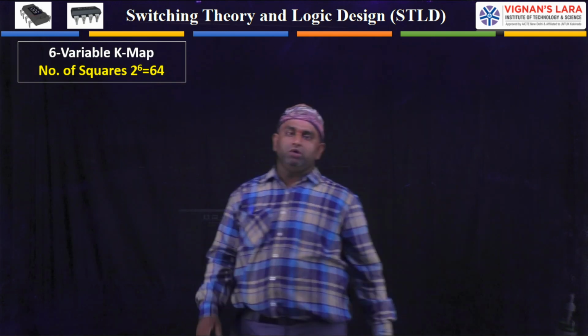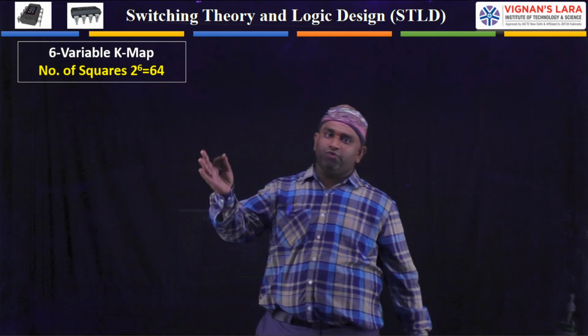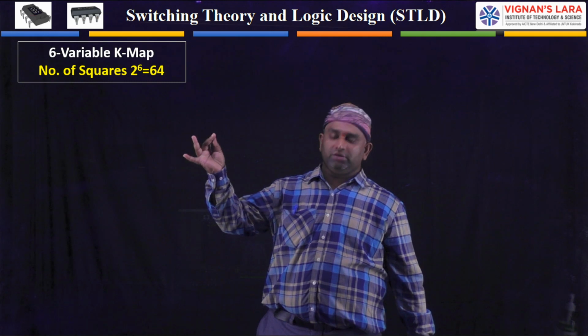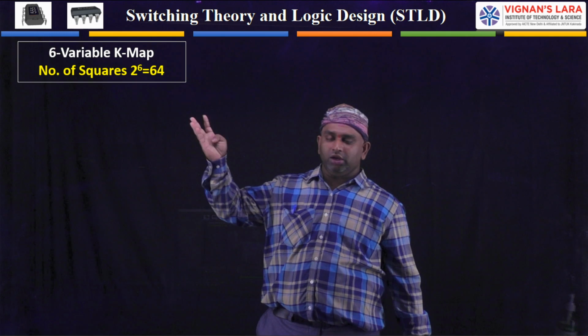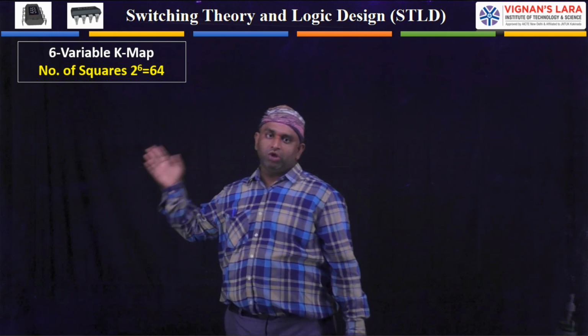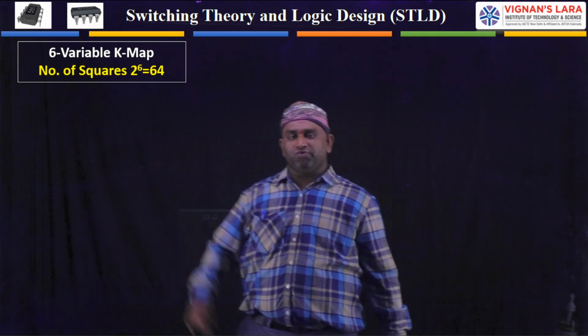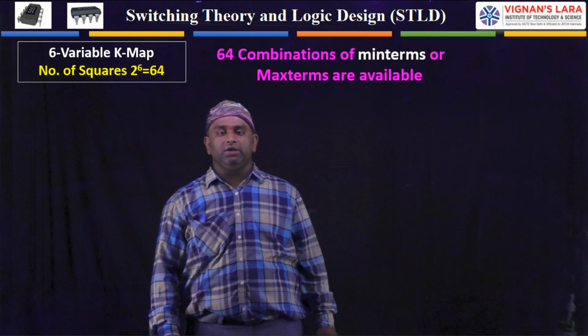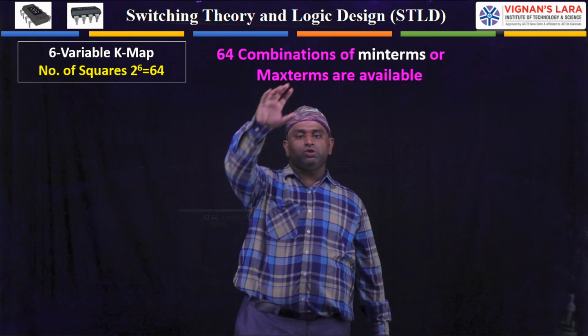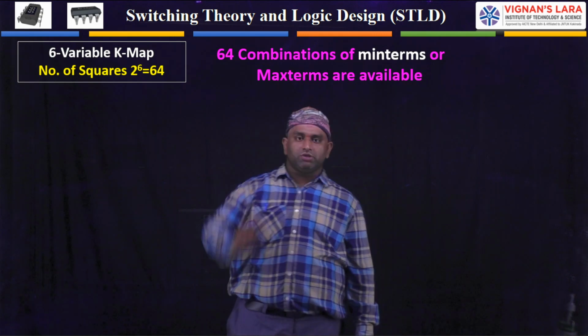is equal to 64. So 2 2s are 4, 4 2s are 8, 8 2s are 16, 16 2s are 32, and 32 2s are 64. Totally 64 squares you are getting in this group, right? Next, coming to here, totally 64 combinations of minterms or max terms are available.